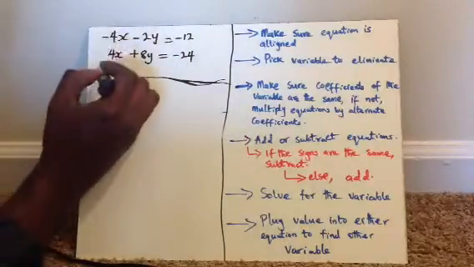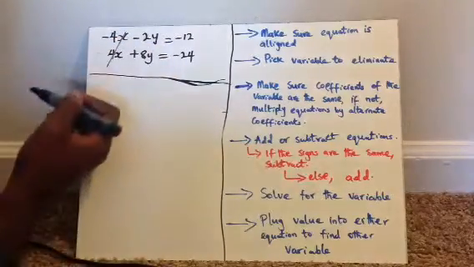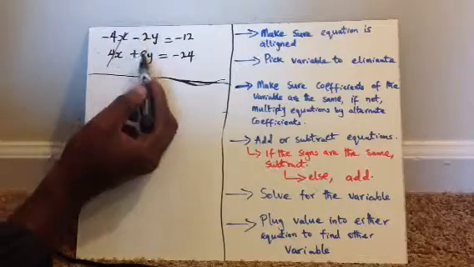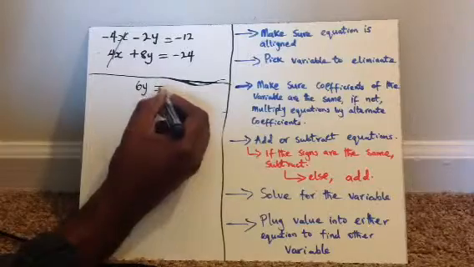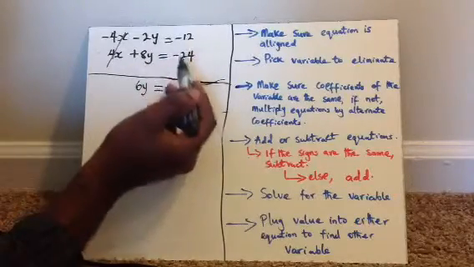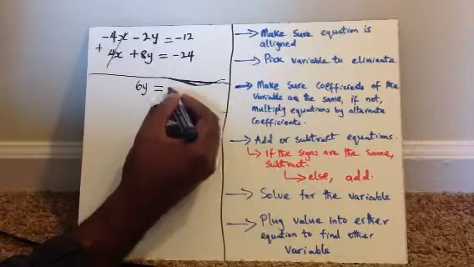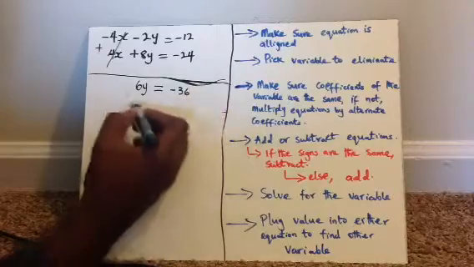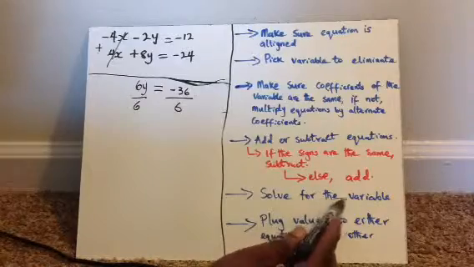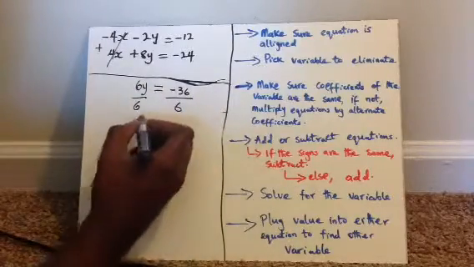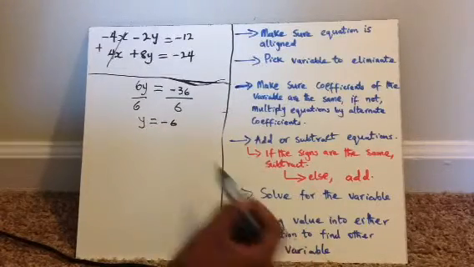So when we add this minus 4x plus 4x, that'll cancel out. So it's eliminated. So we have minus 2y plus 8y, and that will be a positive 6y. And that will be equal to minus 12 plus a minus 24, that's a minus 36. So we divide both sides by 6, which is the next step that says solve for the variable. We're solving for y. So y will be equal to minus 6. So y is minus 6.